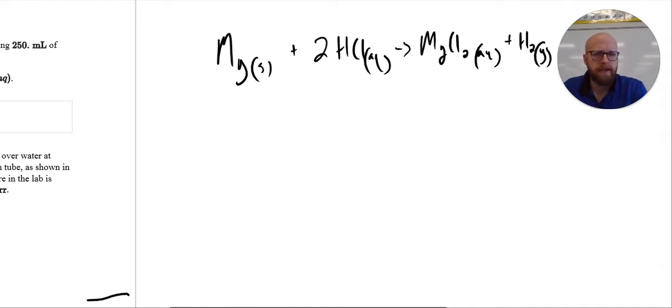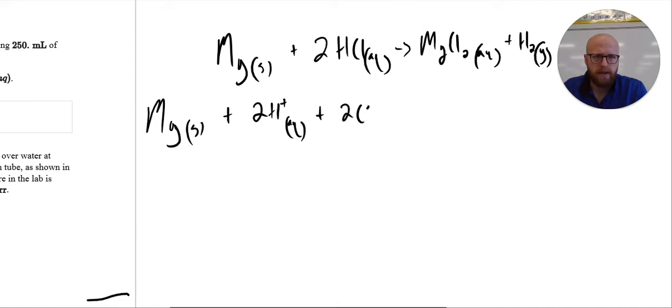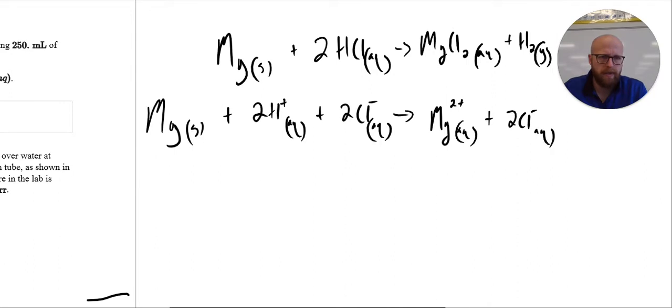If we think of what aqueous means, these split apart, right? So if I wanted to write the complete ionic equation, I'm going to do this. Magnesium solid plus 2 H pluses. Why? Because I have 2 hydrogen ions from hydrochloric acid plus 2 chloride ions from hydrochloric acid. Aqueous means this is actually how that is represented. Goes to, again aqueous over here, magnesium 2 plus aqueous plus 2 chloride ions aqueous. Again, because aqueous tells me you've got those positive and negative charges in your ionic compound, and they've been split apart by water.